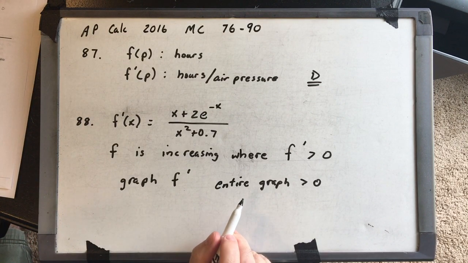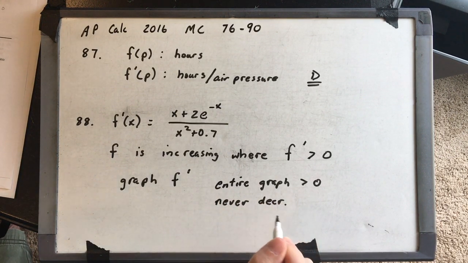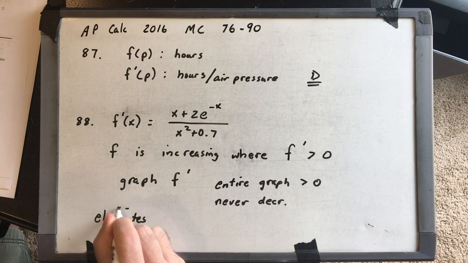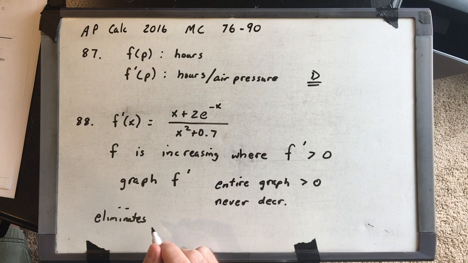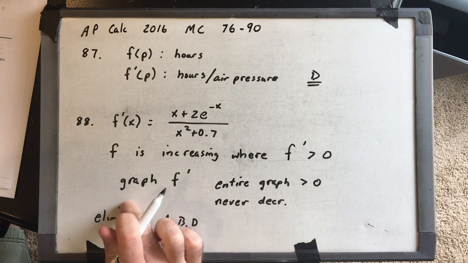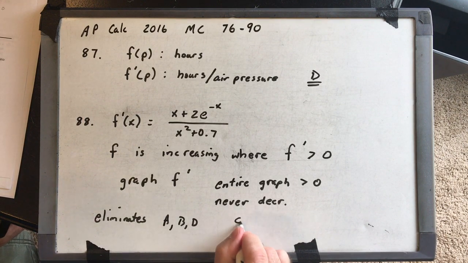Okay, it does cut off on the left and right side, but the whole thing is above the x-axis, so it's never decreasing. That eliminates A, B, and D, because A, B, and D just have it increasing on certain intervals, or in D's case, it's never increasing. So it rules it out, so it's just C.